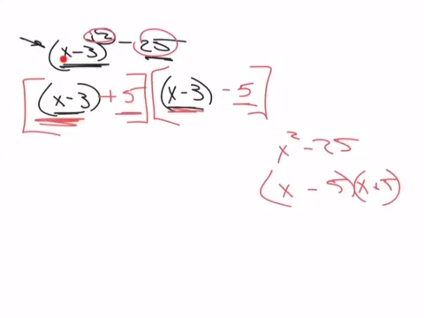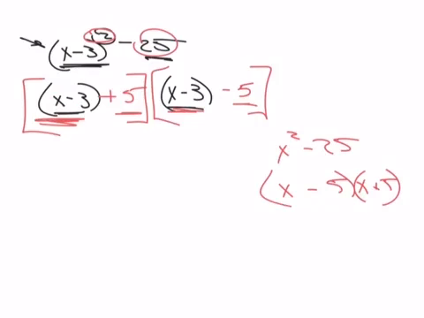The only difference is this was our x. I mean, this x minus 3, that is our quantity that we squared, just like our x was our quantity here that we squared. So it's just an x minus 3 instead of just an x.